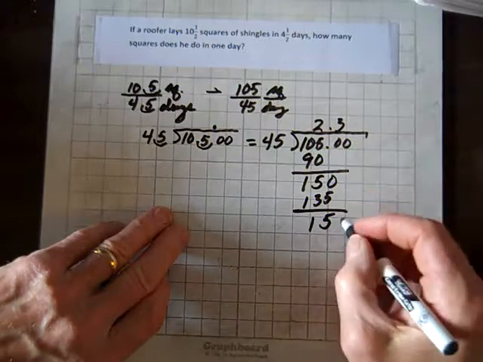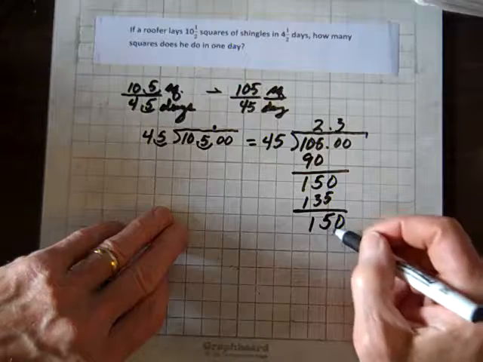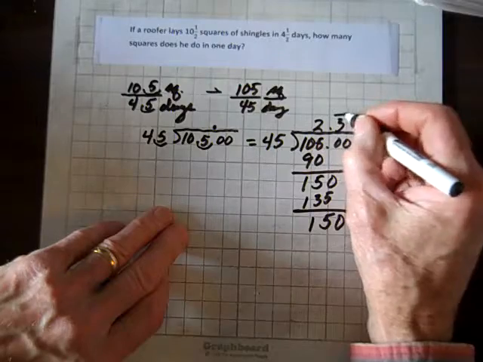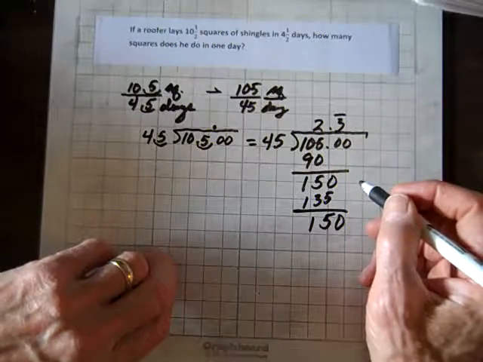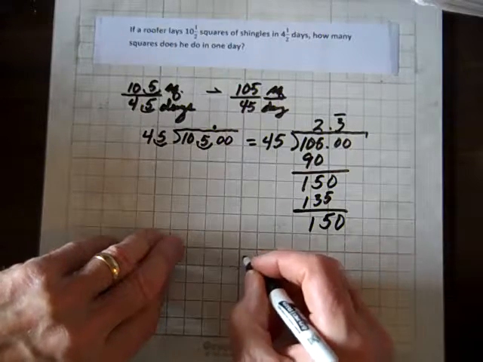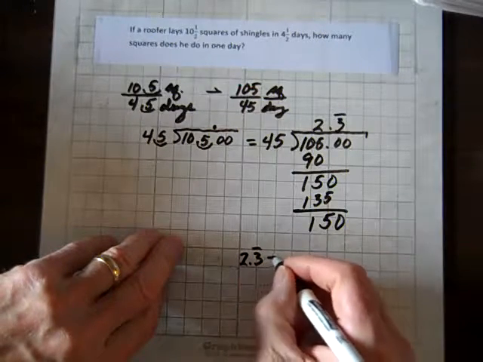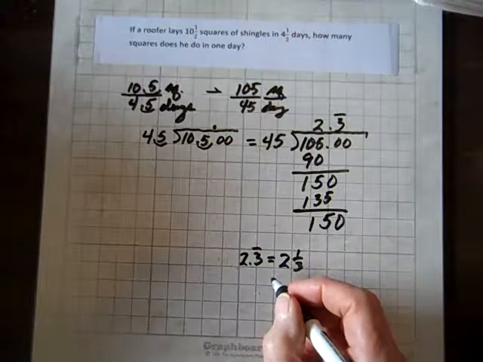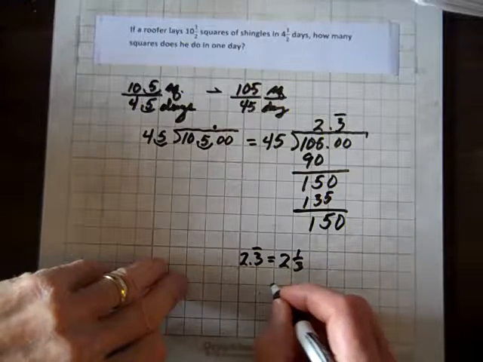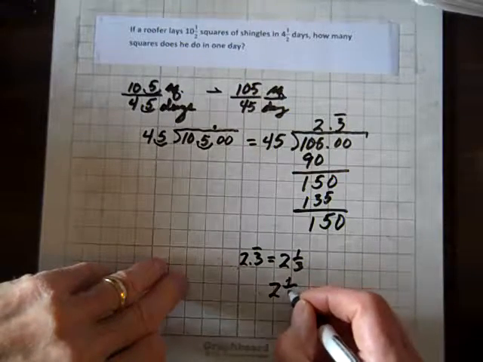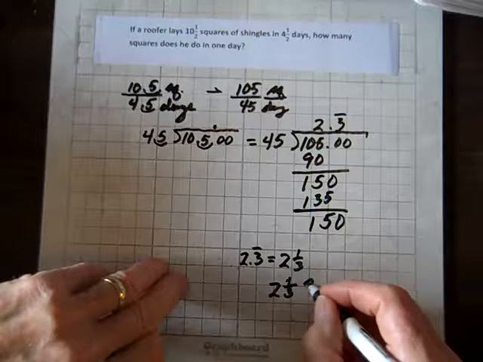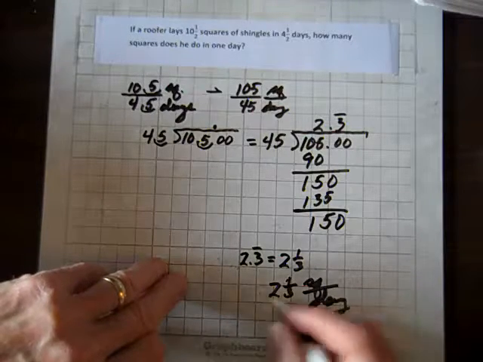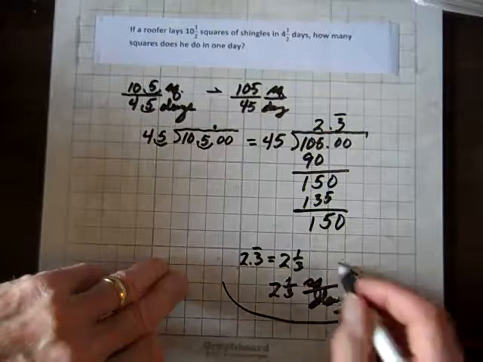And that's 1. If we bring down the 0, look, we're just going to go through the same process over and over again. In other words, this 3 is going to repeat. So I'm going to make that 2.3 repeating, and 2.3 repeating equals 2 1/3. So the answer to our dilemma is this: this roofer can lay down 2 1/3 squares per day. Isn't that what they wanted to know? Yeah. Got her.